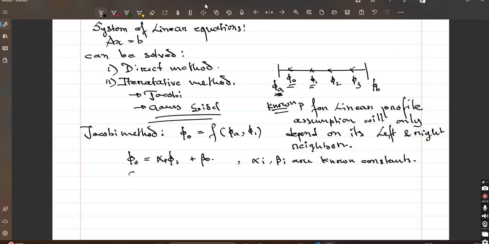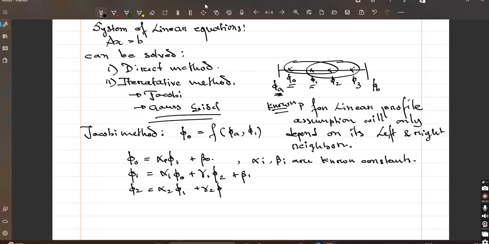These might not be constant. We'll see later. And say phi 1 is nothing but alpha 1 phi naught plus gamma 1 phi 2 plus beta 1, right? Because phi 1 has these two neighbors, phi naught and phi 2. Similarly, phi 2 will have two neighbors, phi 1 and phi 3. So phi 2 will be something like alpha 2 phi 1 plus gamma 2 phi 3 plus beta 2, right? And similarly, for the last cell, only one cell is left. So here also phi 3 will be a function of only phi 2 because phi B is known.